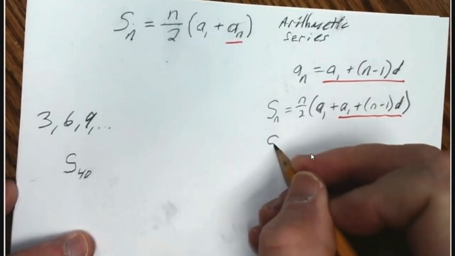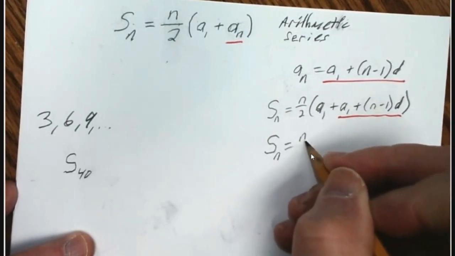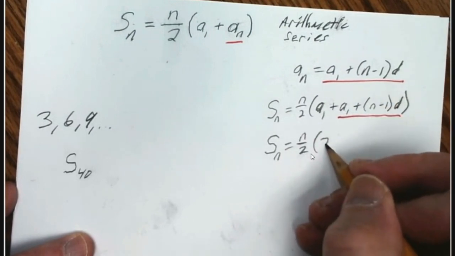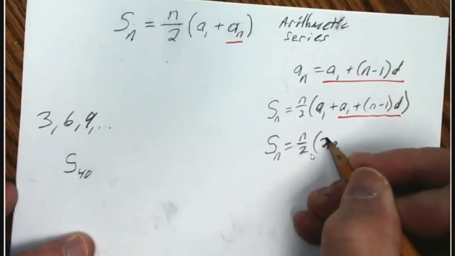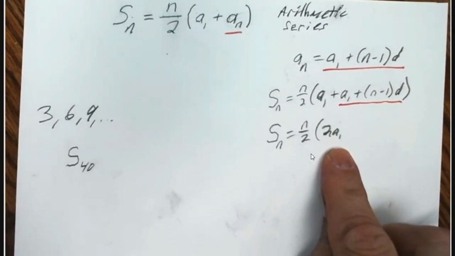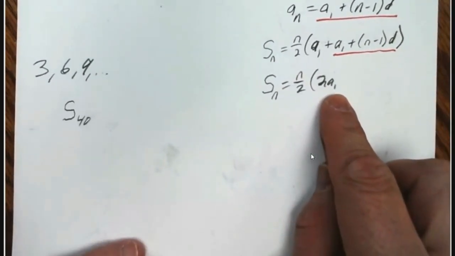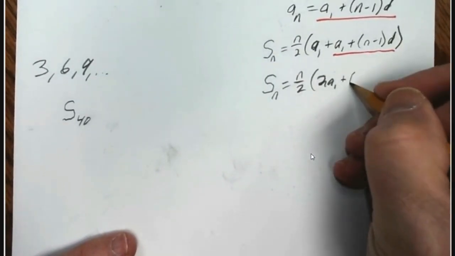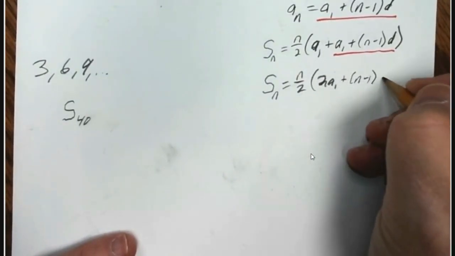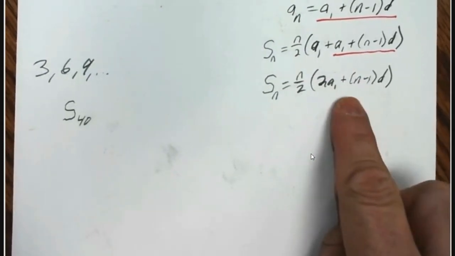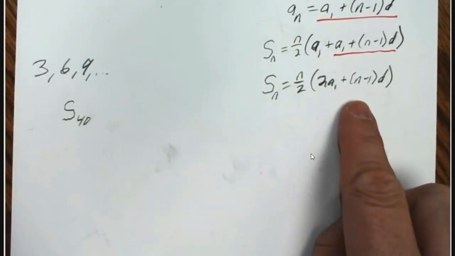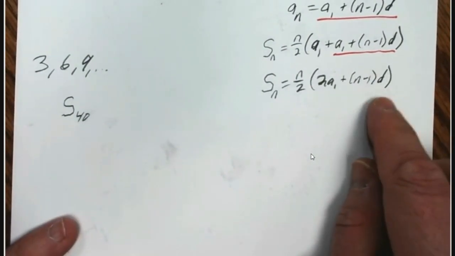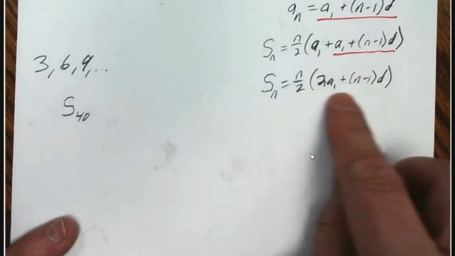So now we can simplify this. S sub n equals n divided by 2 times, we got a sub 1 plus a sub 1, so 2 times the first term, 2 times a sub 1, plus n minus 1 times d, or d in front of it if you want. We can put the d in front of it. But anyway, that's simplified down there.